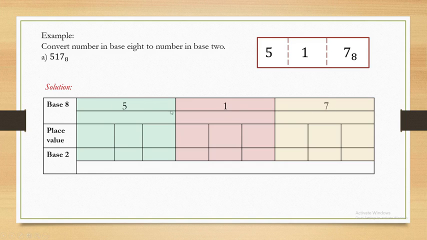Okay, arrange the number 517. This is the group for this. This pink color is the group for the middle group, and this yellow is for this group. First, we're gonna fill in the place value before we fill this box. Okay, start from the right to the left, which is 2 power of 0 equal to 1, and then so on.